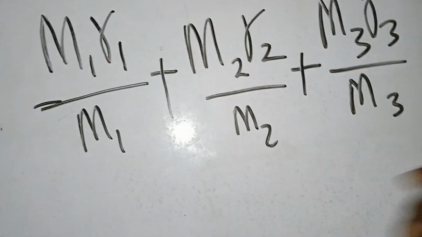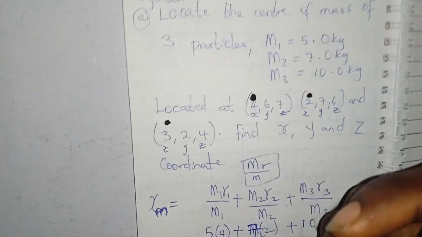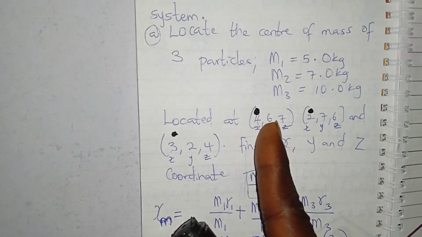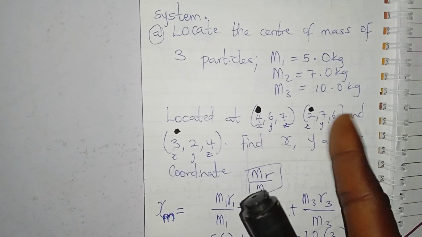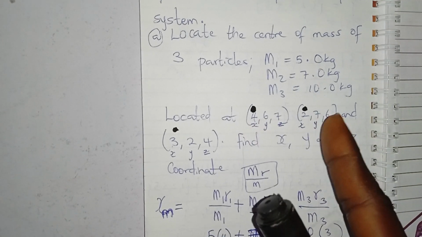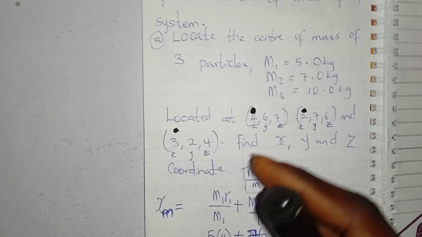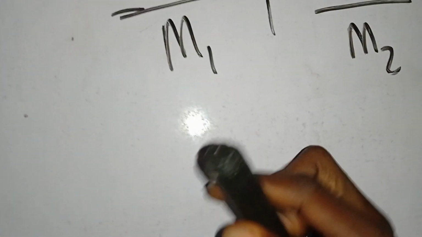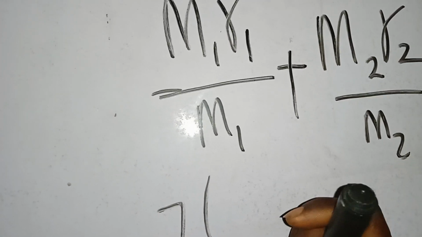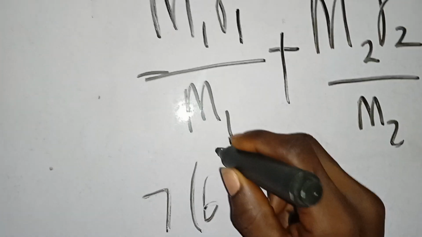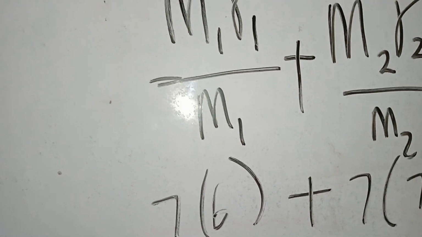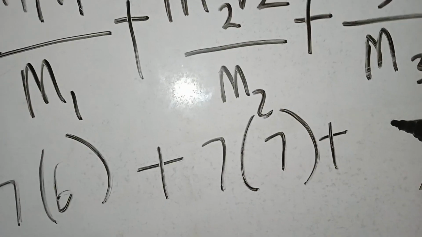So the second mass in the question is 7 kg, and everything in this second part means y. This means x, y, z, x, y, z, x, y, z. So the second part for the first location is 6, the second distance is 7, the third one is 2. So that I have 7 all into 6 plus 7 all into 7 plus 7.